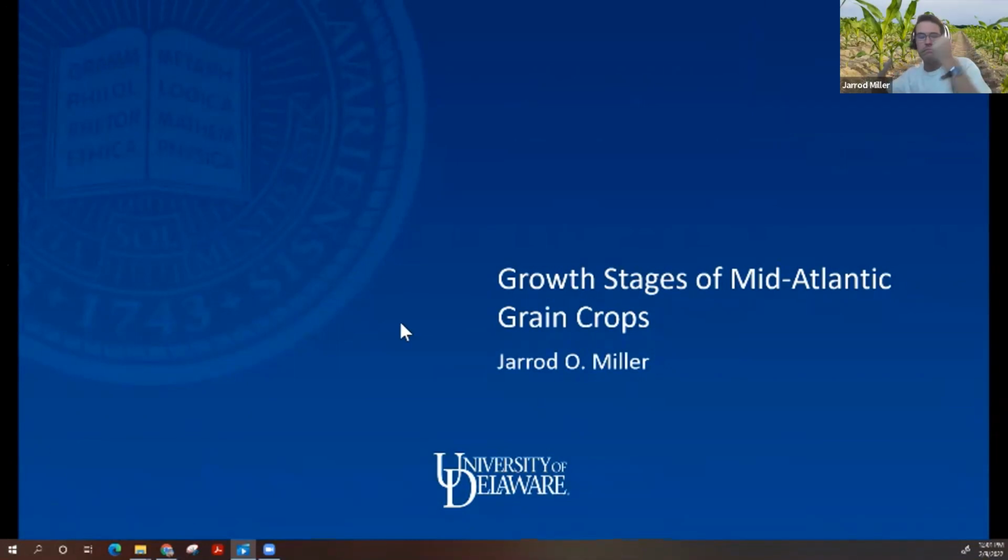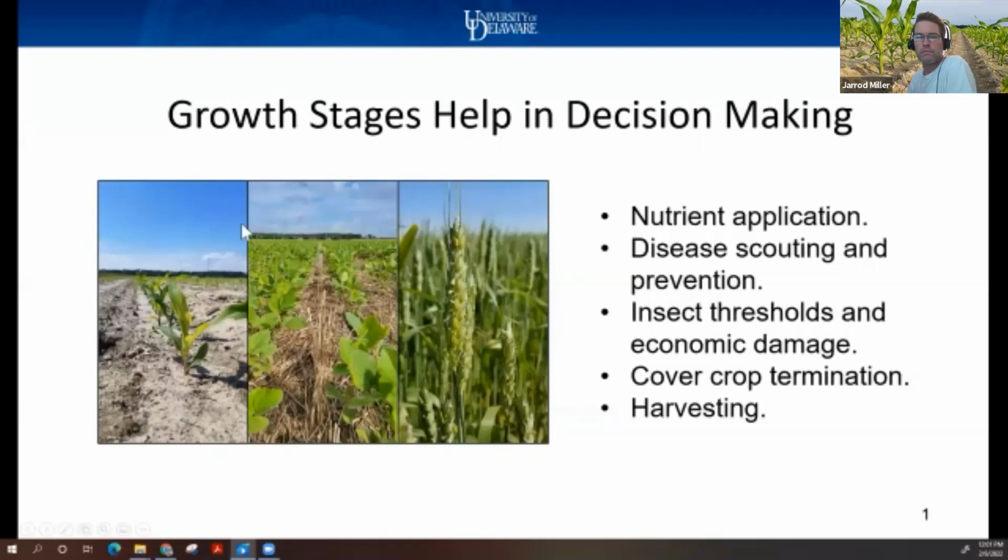So we're going to talk about growth stages of mid-Atlantic grain crops. I know in the description I included sorghum. I actually ran out of slides. I didn't think I could fill this whole thing, but I did with corn, soybeans, and small grains, which is mostly what we grow. And sorghum's so similar to corn, you could follow those stages that way. But when you're looking at growth stages for farmers, it really helps in decision making.